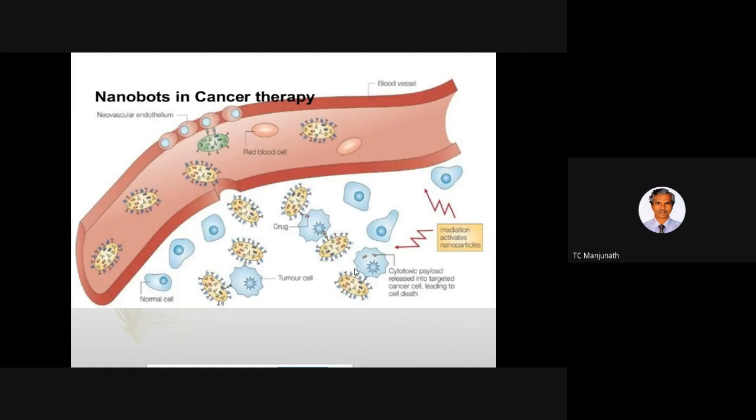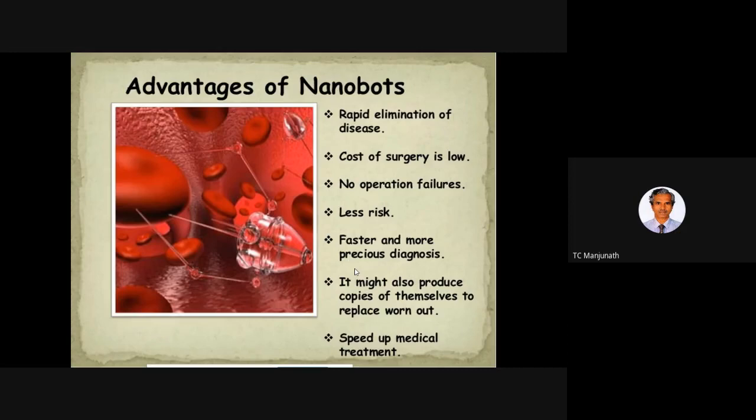You can see there a red blood cell, different types of cells, and drugs. You can identify which is a good cell and which is a bad cell. These robots can identify the bad cell, kill it, and bring it back out by making use of radiation techniques and so on. So this is one such photograph I have shown you. The main advantages are rapid elimination of the disease, low cost of surgery, no operational failures, less risk, and faster and more precise diagnosis.